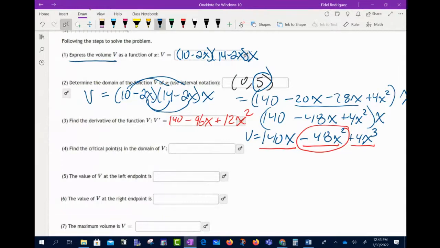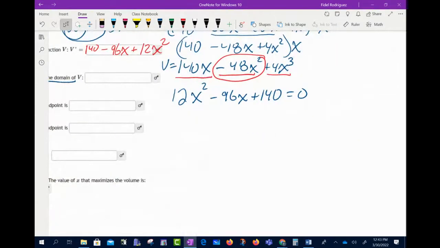Now look at step number 4, y'all. Step number 4 says, can we find the critical points in the domain of x? So remember, the way we're going to find the critical points is we're going to take our derivative, set it equal to 0, and solve for x.